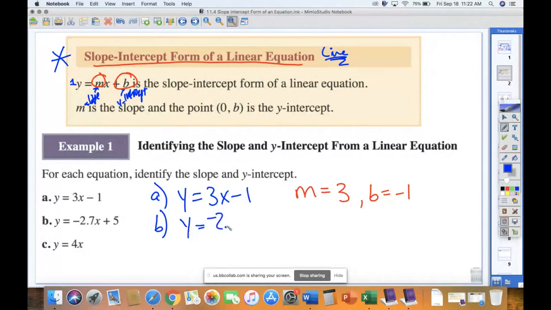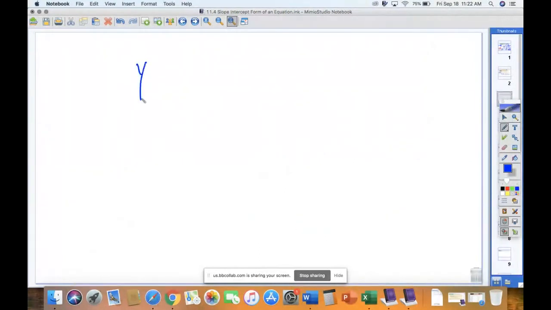Y equals minus 2.7x plus 5. What's my slope here? Well, I have to think y equals mx plus b. So my slope m is minus 2.7. And my intercept is 5. Once I have that, I can graph this. I start at 5. Let's graph this one. This is an ugly one. Y equals minus 2.7x plus 5. I said my slope is negative 2.7 and my intercept is 5.